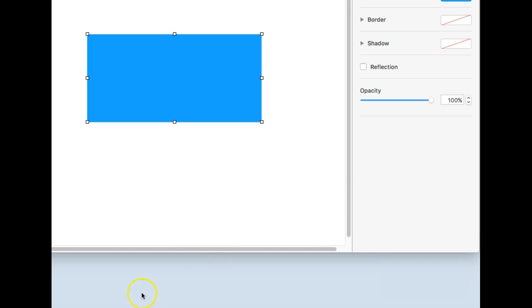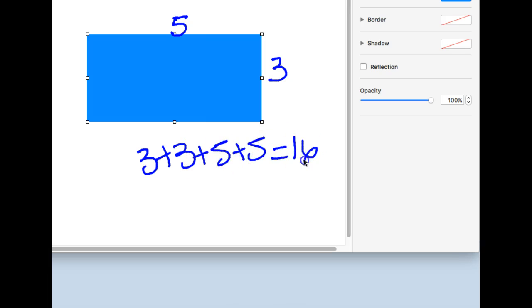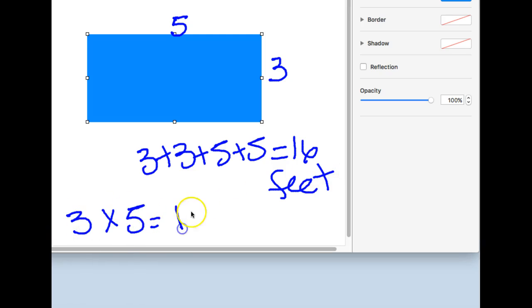Consider a rectangle with a width of 3 feet and a length of 5 feet. To find its perimeter, add 3 plus 3 plus 5 plus 5 equals 16 feet. The area of the same rectangle is 3 times 5, which equals 15 square feet.